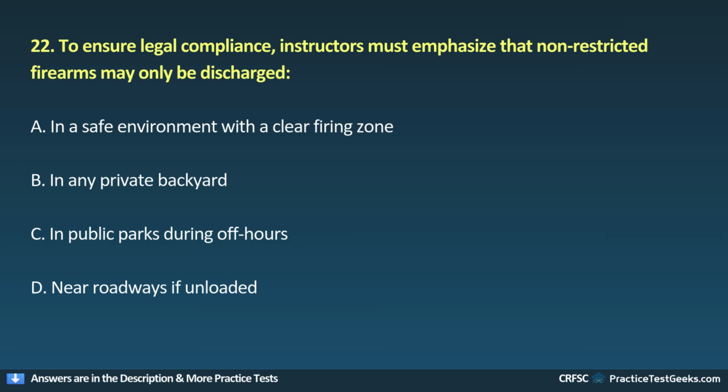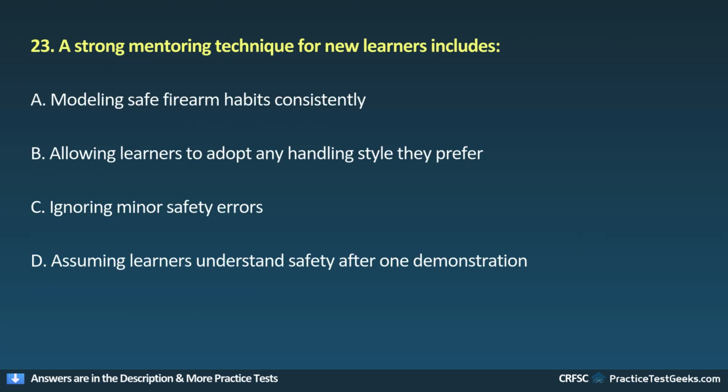22. To ensure legal compliance, instructors must emphasize that non-restricted firearms may only be discharged A. In a safe environment with a clear firing zone. B. In any private backyard. C. In public parks during off hours. D. Near roadways if unloaded.